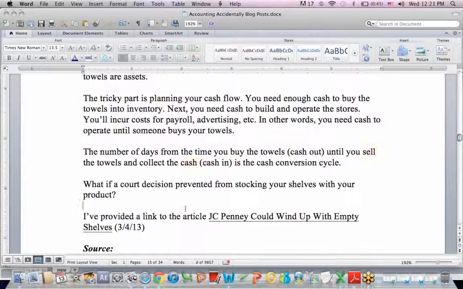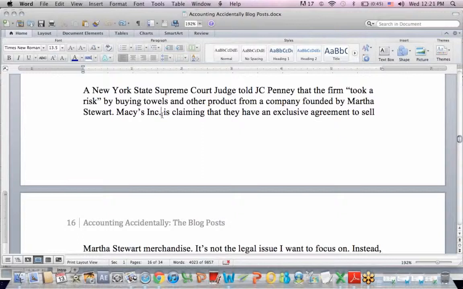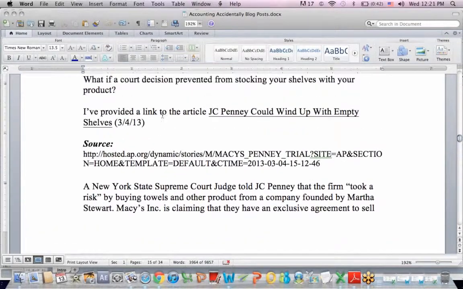And the question that came to mind when I read this article was, what if a court decision prevented you from stocking the shelves with the product that you wanted to sell? And that gets us to this article from the Wall Street Journal, and I have the link under here.